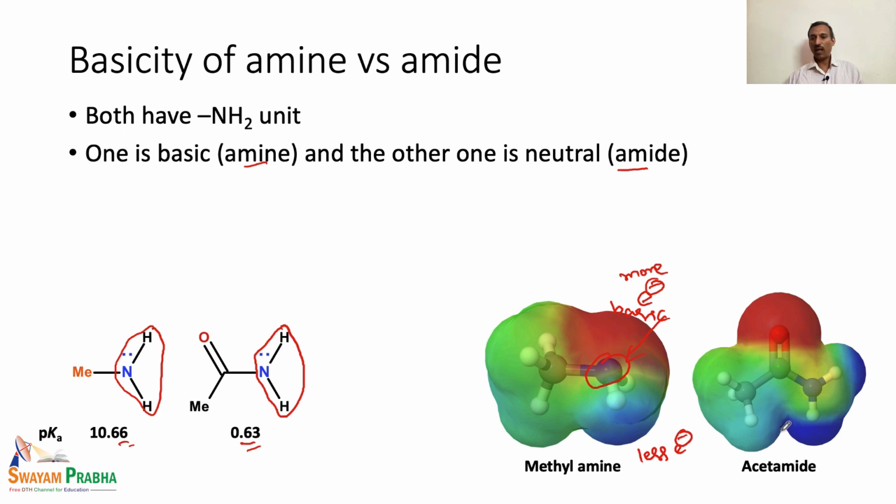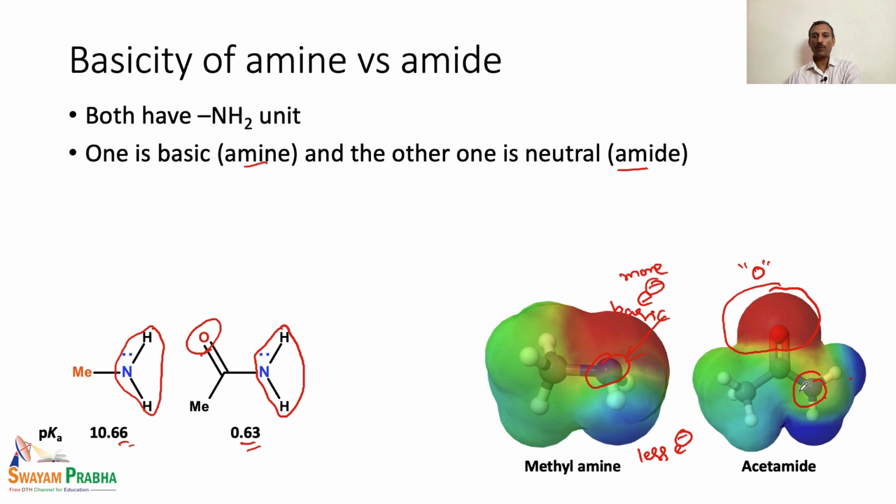And if you look at the acetamide, the negative electron density is more on the oxygen atom. So we have the oxygen atom, and this oxygen atom has more electron density, and if you look at the nitrogen atom, it is close to the blue color. In other words, the electron density on this nitrogen is very small. We can say this nitrogen does not behave like a base because it does not have its lone pair of electrons available.